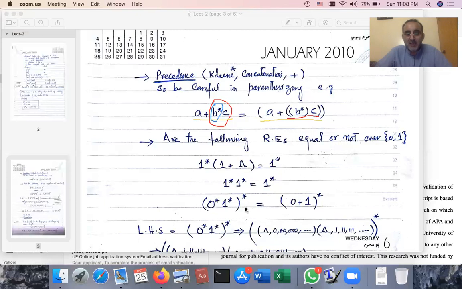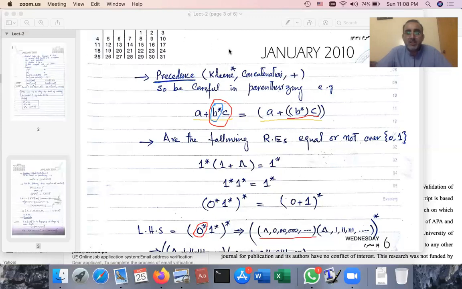So for example, I am taking this left hand side here on these notes. So (0 star, 1 star) whole star. I can write it in a very much open form like this one. 0 star means null, and then 1 zero, and then 2 zeros, and then 3 zeros. So this is the possible set of strings for this 0 star.